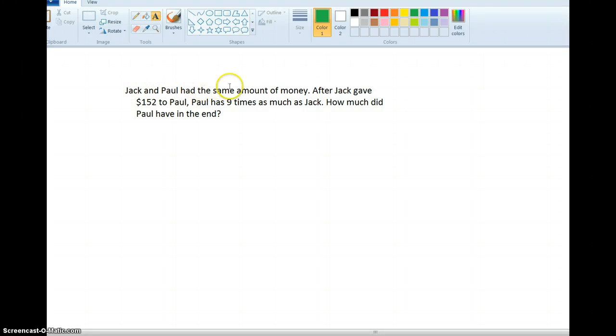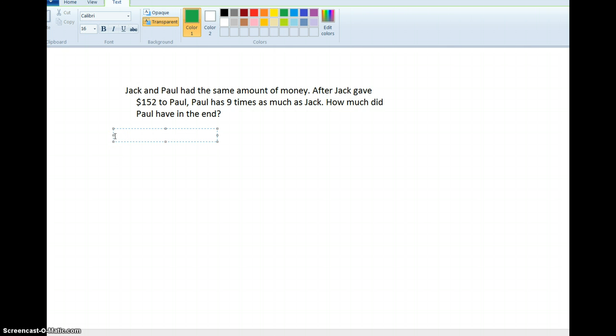Jack and Paul had the same amount of money. After Jack gave $152 to Paul, Paul had 9 times as much as Jack. How much did Paul have in the end? Now, for this question, we need to create 3 sets of models. First, how much he had at first.